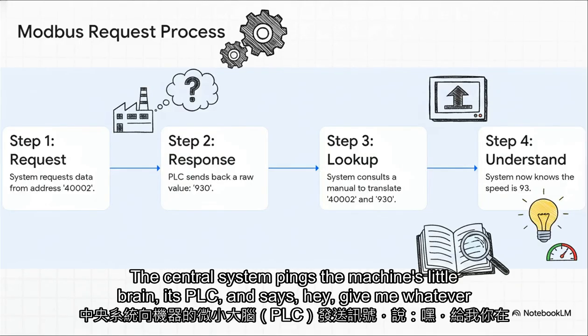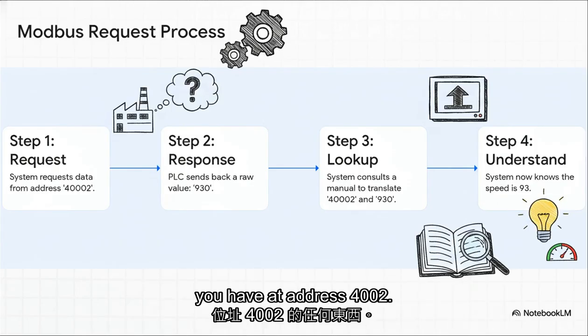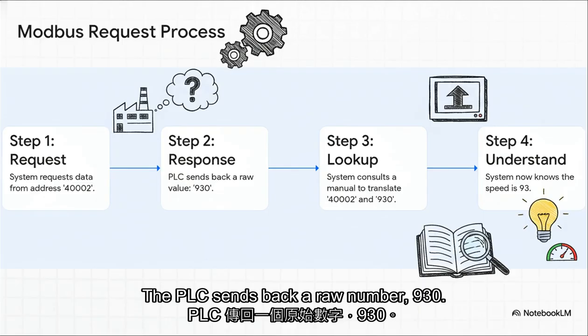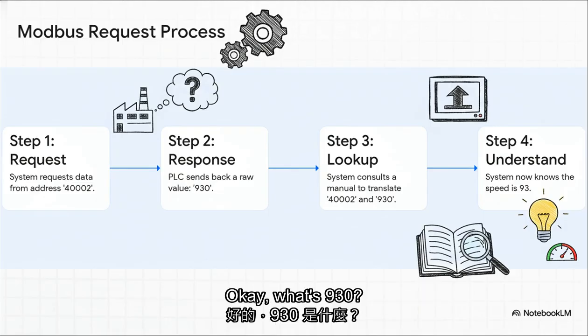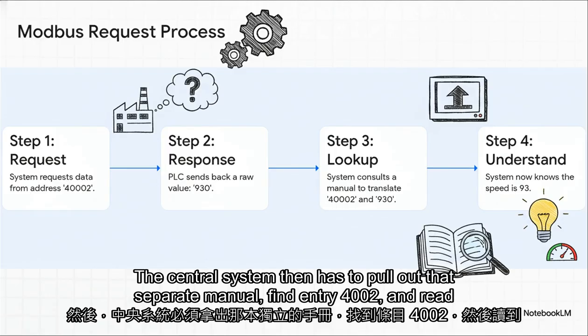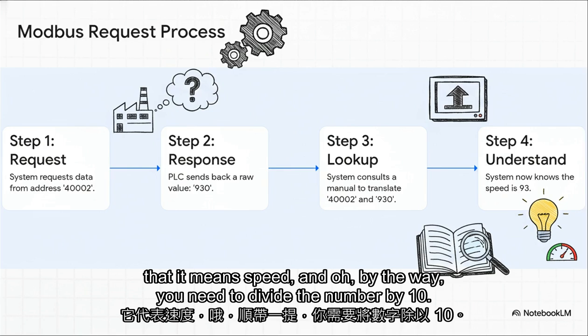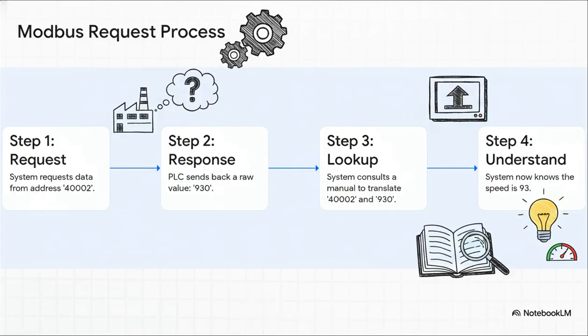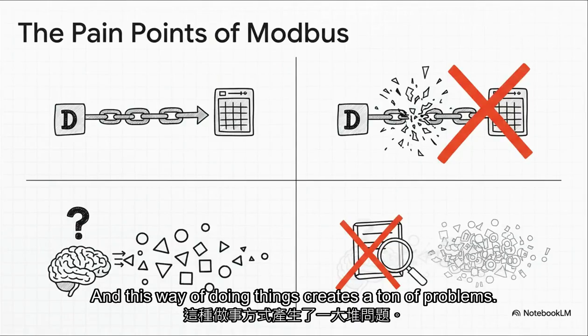The central system pings the machine's little brain, its PLC, and says, hey, give me whatever you have at address 4002. The PLC sends back a raw number, 930. Okay, what's 930? The central system then has to pull out that separate manual, find entry 4002, and read that it means speed, and oh, by the way, you need to divide the number by 10. Only then, after all those steps, does it finally figure out the speed is 93. It's just clunky. And this way of doing things creates a ton of problems.